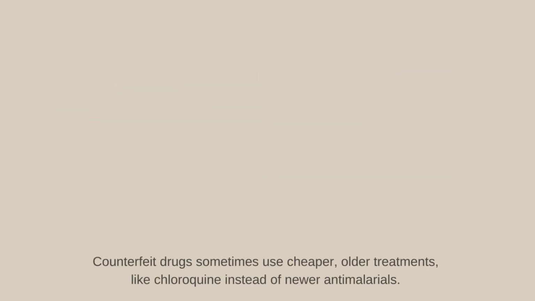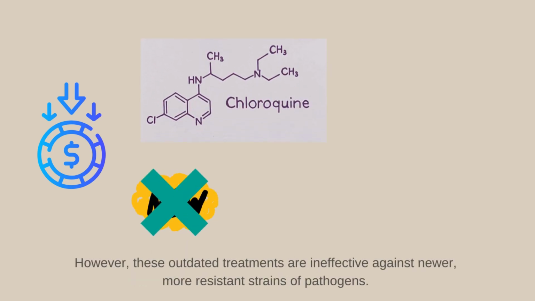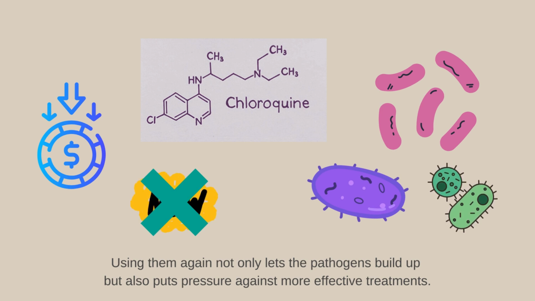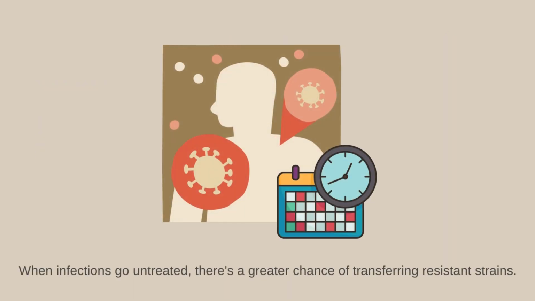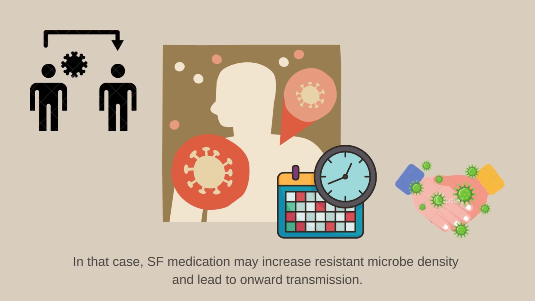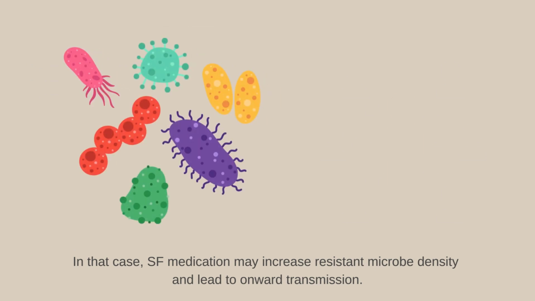Counterfeit drugs sometimes use cheaper, older treatments, like chloroquine instead of the newer antimalarials. However, these outdated treatments are ineffective against newer, more resistant strains of pathogens. Using them again not only lets the pathogens build up, but also puts pressure against more effective treatments. When infections go untreated, there is a greater chance of transferring resistant strains.